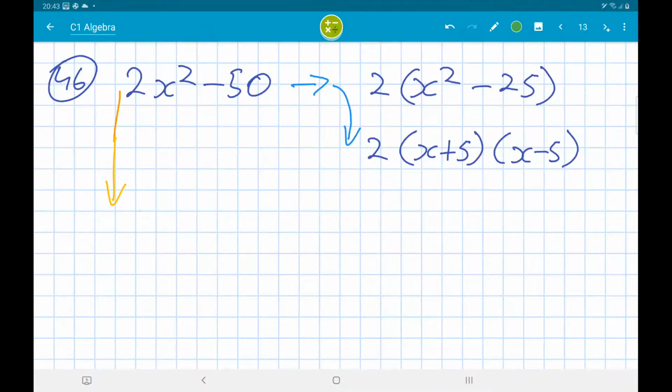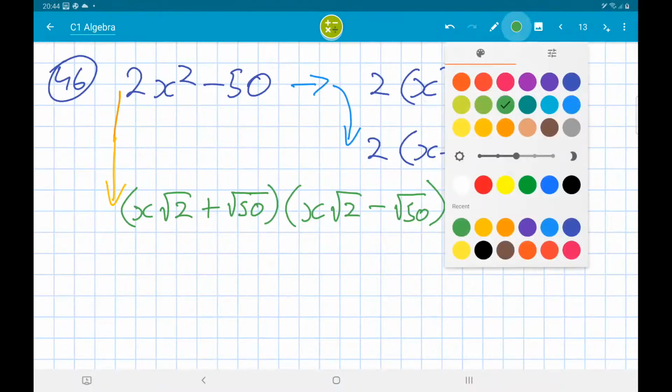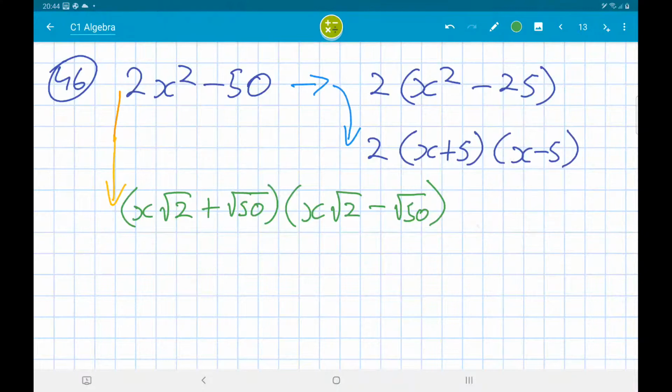So you get (x square root of 2 plus square root of 50) and (x square root of 2 minus square root of 50). Both answers are absolutely correct, except one of them is a little bit difficult to read. Do you get what I mean? Because it's just ridiculous. But furthermore, you could actually simplify this even further.